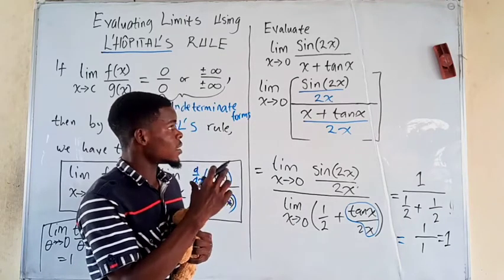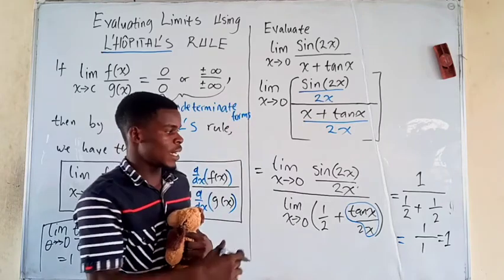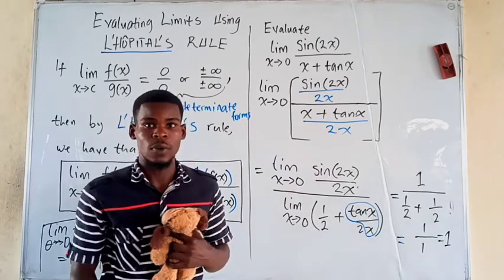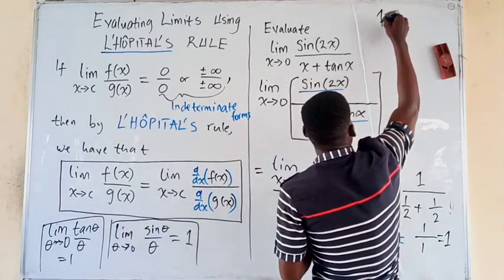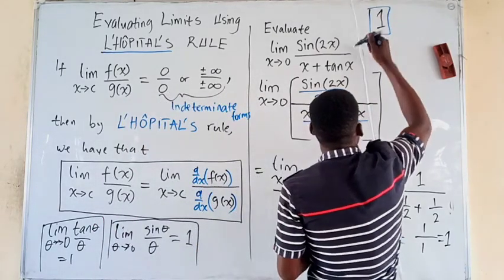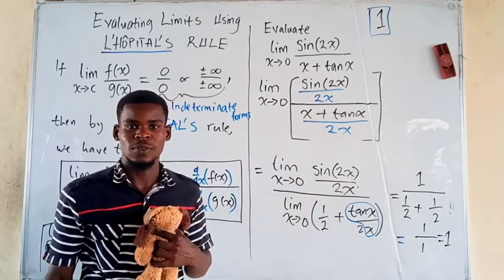So to test this, I'm going to apply L'Hopital's rule, and then we will compare the result with the 1 here. So I'm going to write this 1 as a result, so that we will compare it after evaluating this limit using L'Hopital's rule. Let's go ahead and clean this part of the board and use L'Hopital's rule immediately.